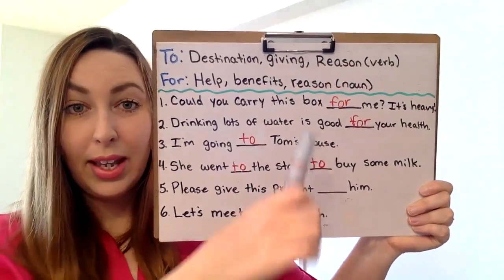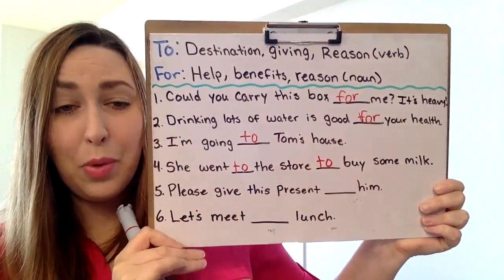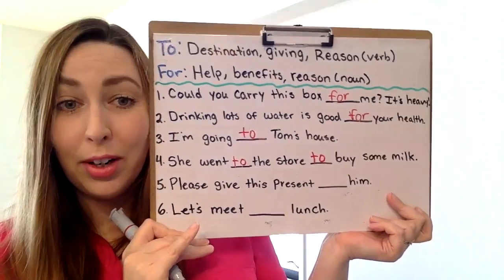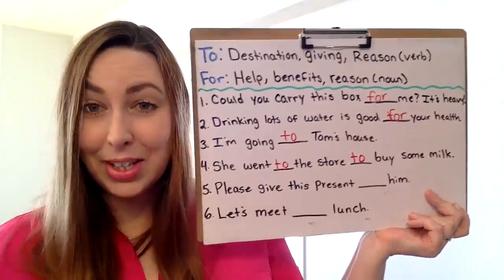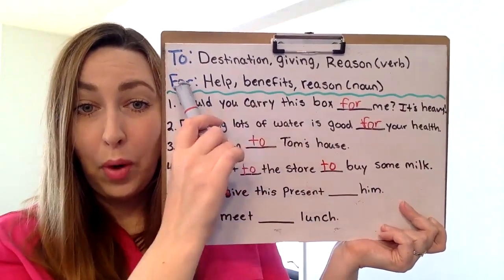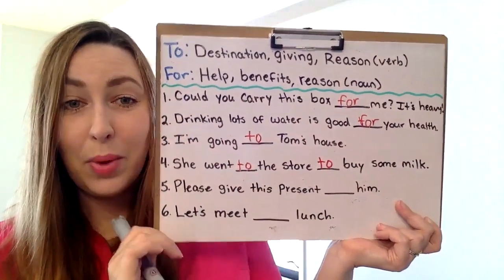Okay, so if we wanted to use reason with a noun, if you wanted to just use the noun milk, she went to the store for milk. That's all you need to say. She went to the store for, then we need a noun, for what? Milk. Okay, the reason was milk.